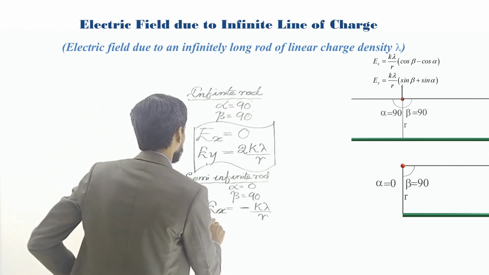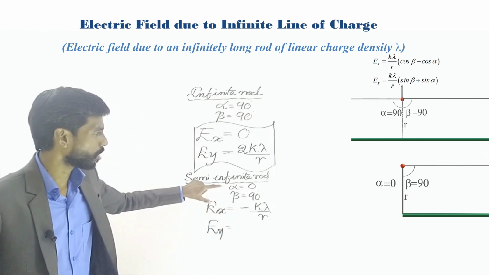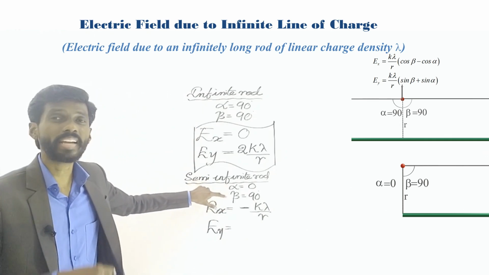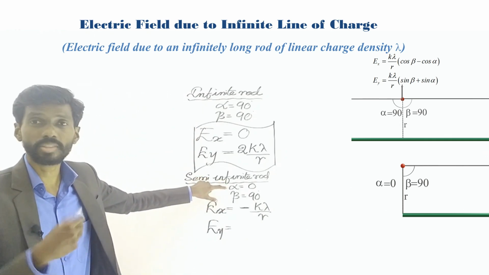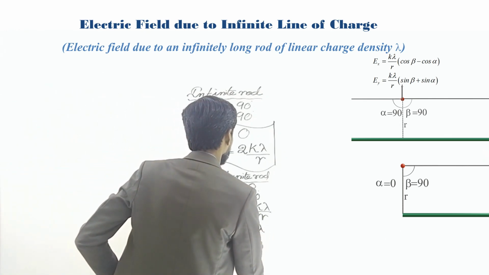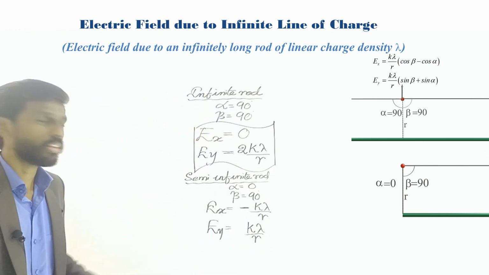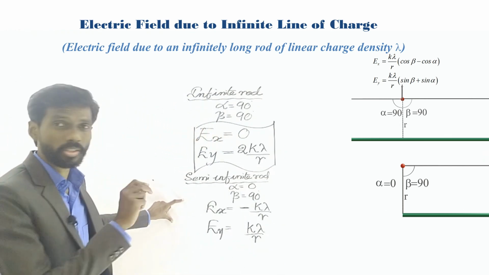What is the electric field in the vertical direction? So Ey equals, again you substitute this value. So sin 90 is 1, and sin 0 is 0. That means it will have the value k lambda divided by r. Same thing. Okay, so that's all. So this is the electric field due to the semi-infinite rod in the horizontal and vertical directions.